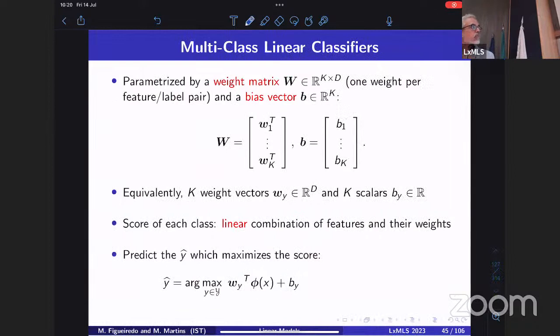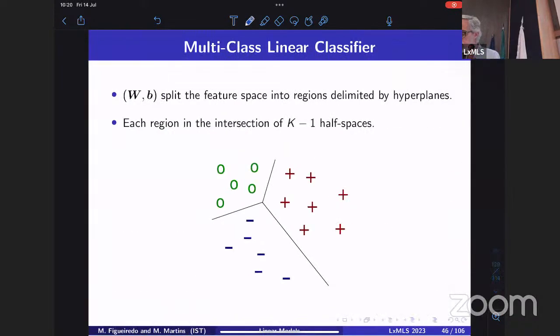So if you want to classify by choosing the class that has the highest score, what you have to do is compute the score for each class. You compute the inner product of the corresponding vector with the feature vector plus the bias, which can be written in compact notation as multiplying the matrix by the feature vector and adding b. You get the vector of scores. And argmax means, given a vector, finding where the largest value in that vector is. This is the argmax operation, which will come back a lot further on.